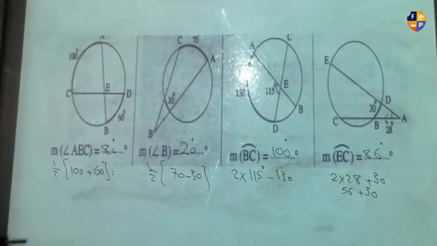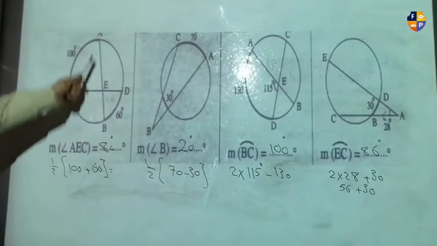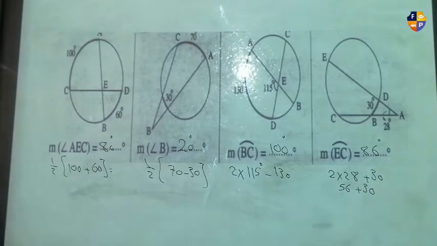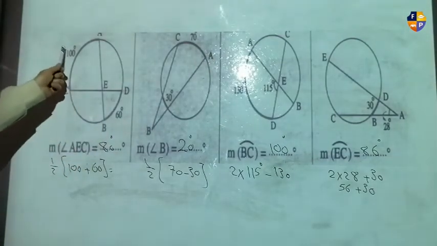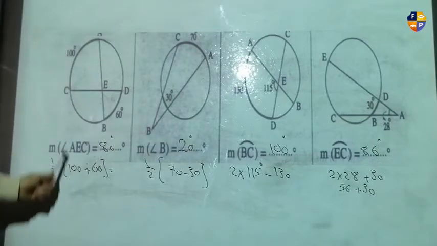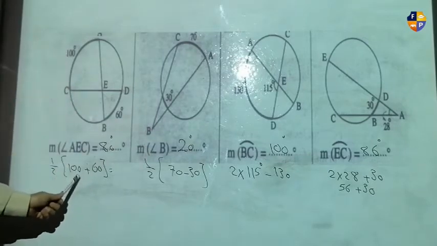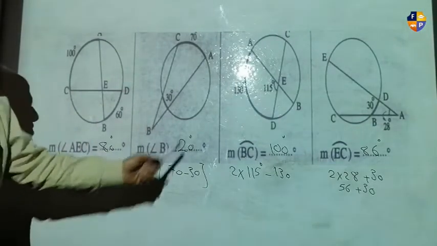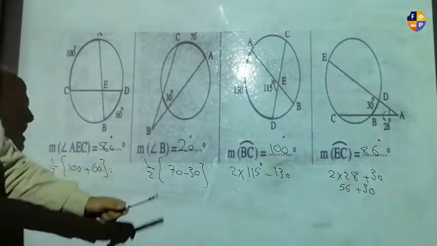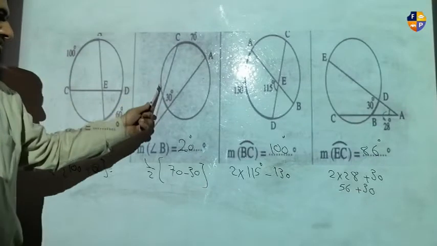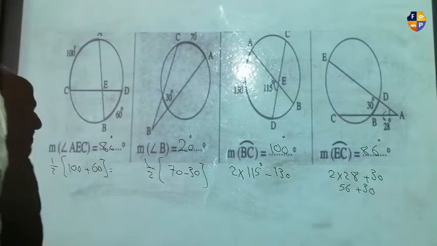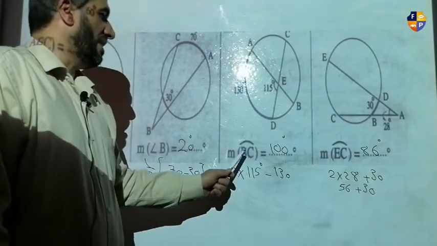Number one, find the measure of angle AEC. It is not inscribed and not central, so it equals half the sum of the two arcs: 100 plus 60 equals 160, half is 80 degrees. The measure of B is an angle outside the circle formed by two extended chords, so it equals half the greatest arc minus the smallest arc: half of 70 minus 30 equals 40, half is 20.